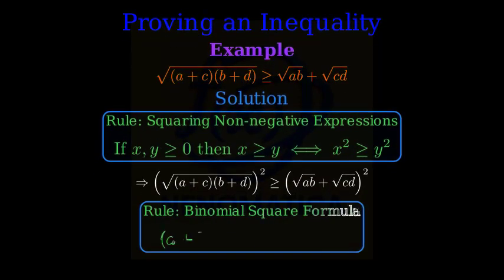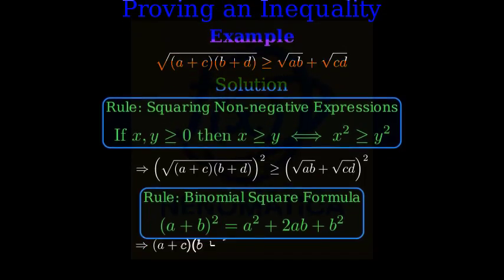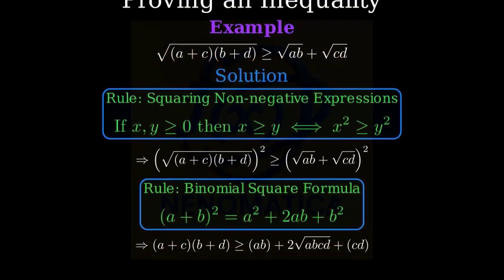For our second step, we'll simplify the left side and expand the right side using the binomial square formula. The square of the left side simply becomes (a plus c) times (b plus d). For the right side, we use the formula for the square of a sum. The square of a sum equals the sum of squares plus twice the product. So, the square of the square root of ab plus the square root of cd equals ab plus cd plus 2 times the square root of ab times cd.